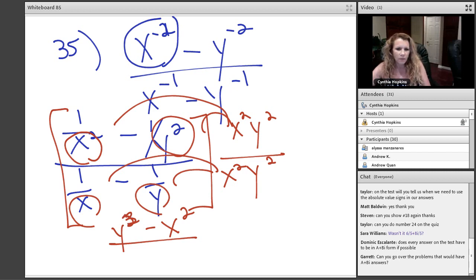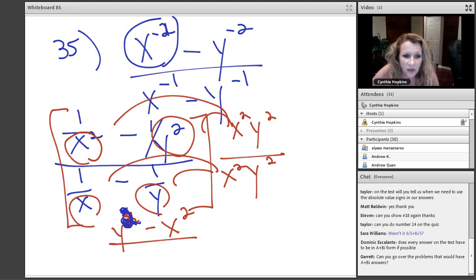Oh, I just tried to fix that and I messed it up. That's a y squared. Use a different color. Blue. Okay, that was supposed to be a y squared. What a mess I've made. Okay, I'll fix it in a moment.